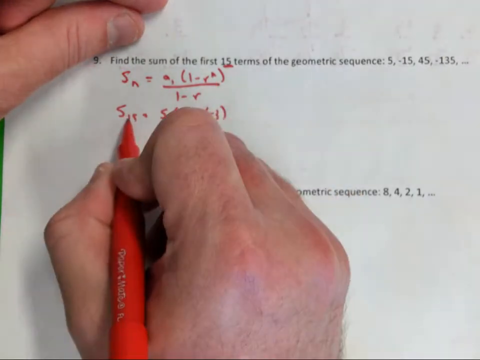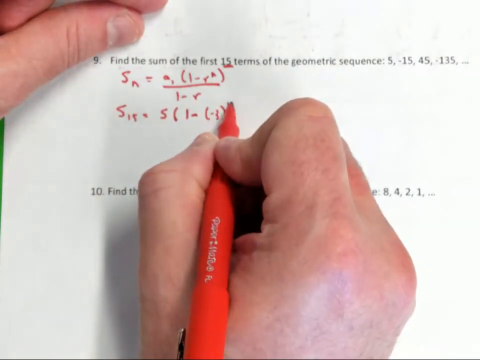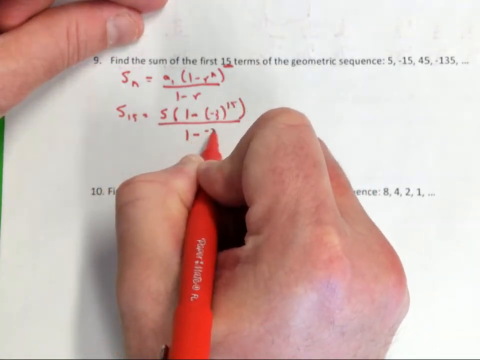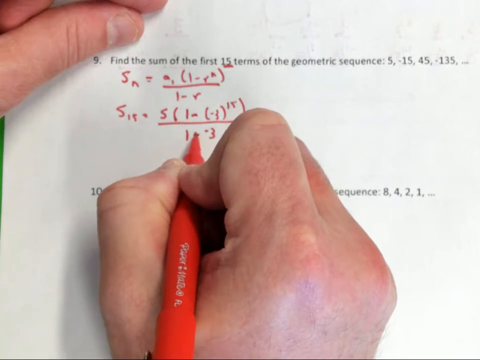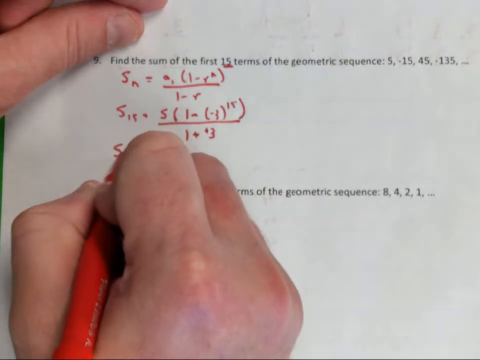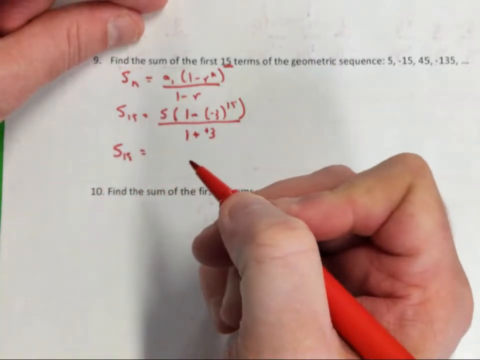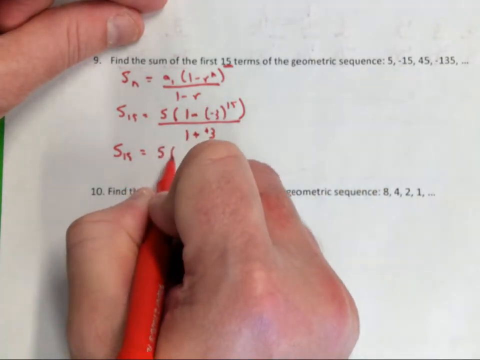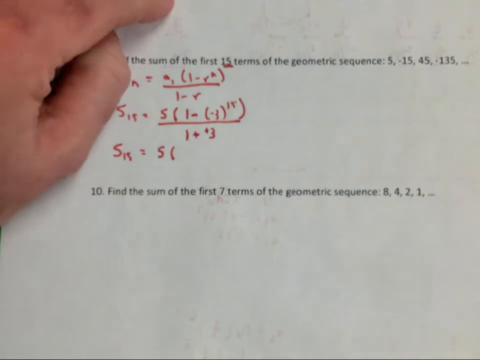Raised to the n. What was your n over here? So I'll put 15 there. All over 1 minus a negative 3. That's a double what? Yeah, you can go and fix that. So I got 5 times. That's going to be a big number, isn't it?